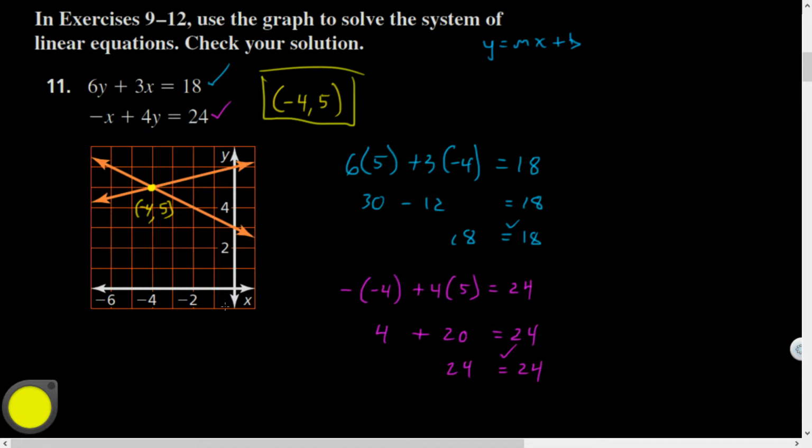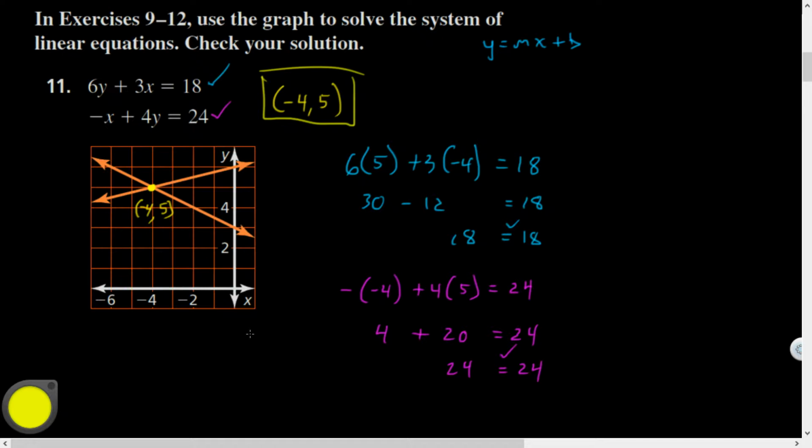Or what if my solution happened to be at 0.127, comma, negative 0.00034? I'm not going to be able to graph that point very well or find that intersection. So graphing is not very accurate.